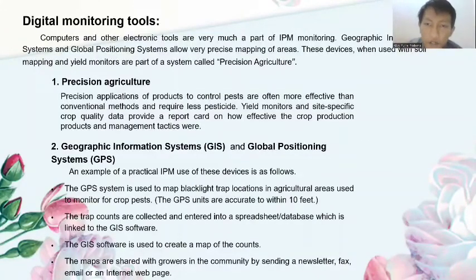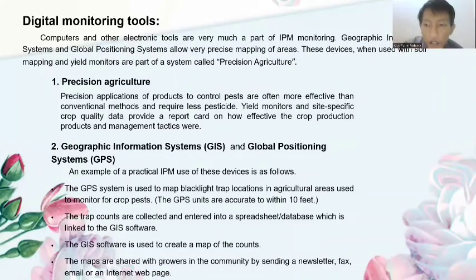Digital monitoring tools. Computers and other electronic tools are very much a part of IPM monitoring. Geographic Information System and Global Positioning System allow very precise mapping of areas. These devices, when used with soil mapping and yield monitors, are part of a system called precision agriculture. First, precision agriculture. Precision application of strategic control of pests is often more effective than conventional methods and requires less pesticide.